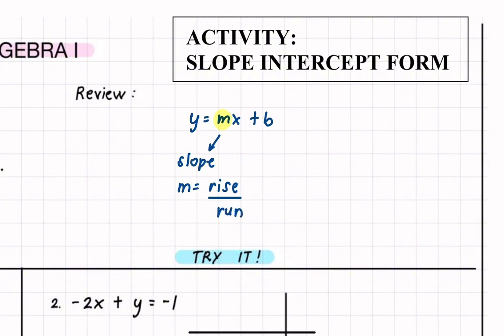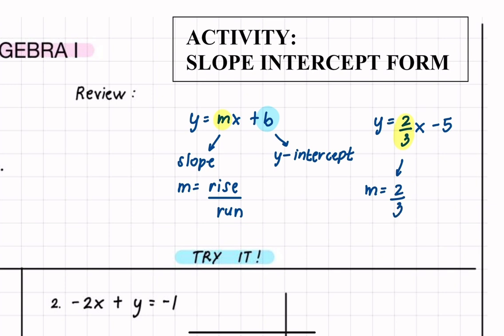And b is for the y-intercept. The y-intercept is the coordinate or point where it crosses the y-axis. So for example, we have y is equal to 2 over 3x minus 5. Our slope is 2 over 3, and our y-intercept, or b, is negative 5.